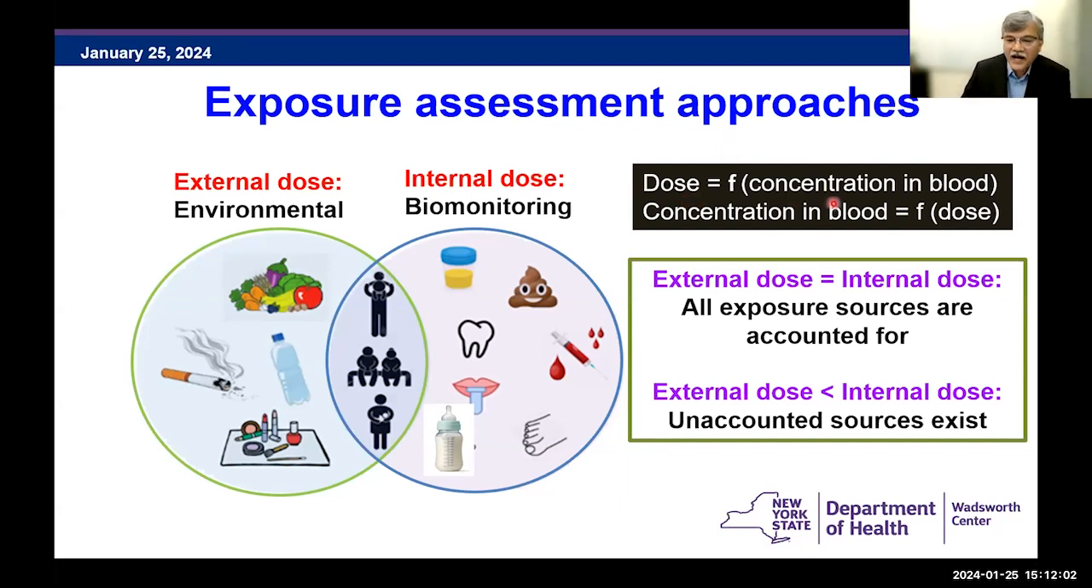So dose is a function of concentration in blood or urine, or alternatively, you can say that concentration in blood or urine is a function of dose, because when you are dosed with a few milligrams or micrograms of chemicals, some fraction gets into your urine. So the concentration in urine is a function of the dose that you ingest, right? So if external dose is equal to internal dose, then you can say that all the exposure sources are accounted for.